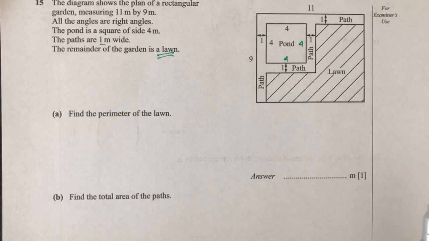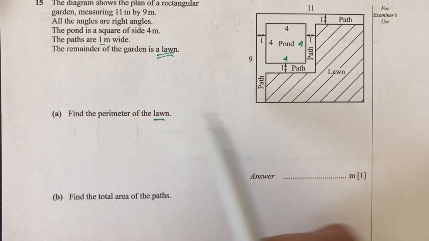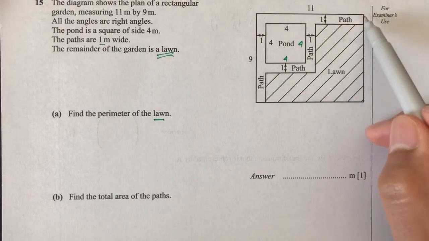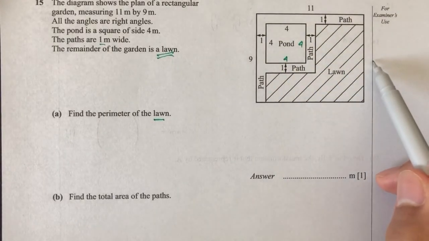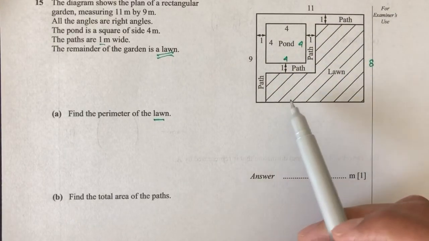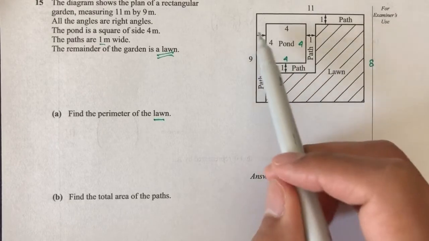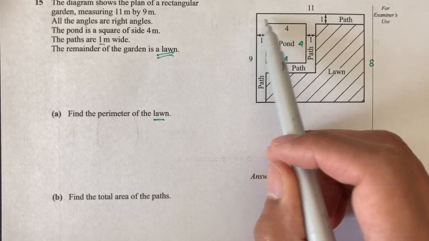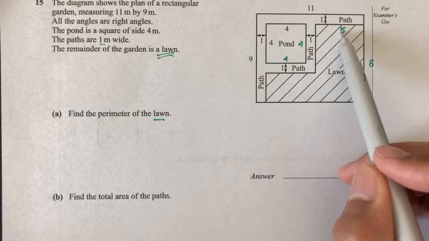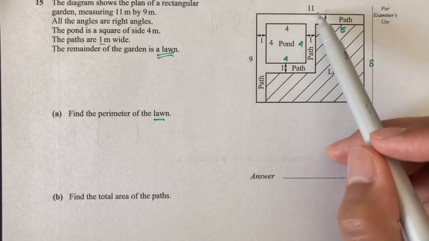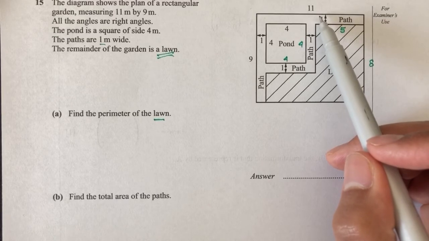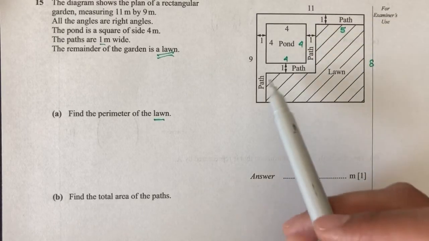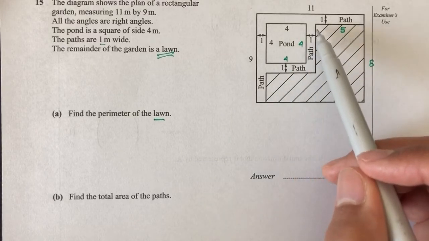Part 1. Find the perimeter of the lawn. So how do you find the distance around the lawn? So this is 1, this is 9, this will be 8. Let's find. So this is 1, this is 4, this is 1, so this is 6, this will be 5. And this is 1. So this is 8 already. This is 8. So let's find out what this length is.